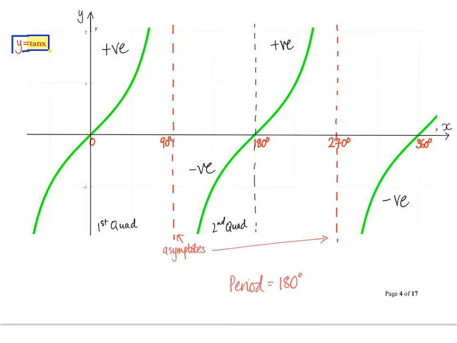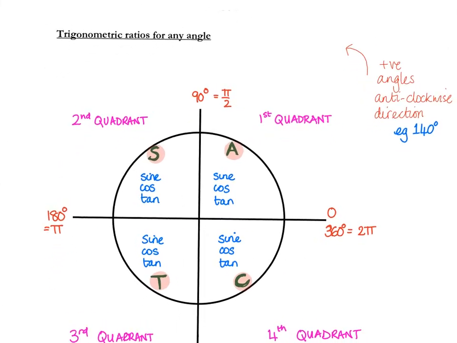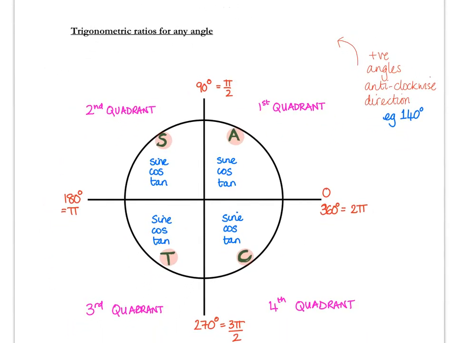Okay, now we're going to relate this to the quadrants. So you need your three graphs in front of you, and what we're going to do is the trig ratio for any angle whatever. And this is what I was talking about in terms of the quadrant system. Going in an anti-clockwise direction, we measure positive angles. So we go from 0 to 90, 180, 270, and then back to 360.